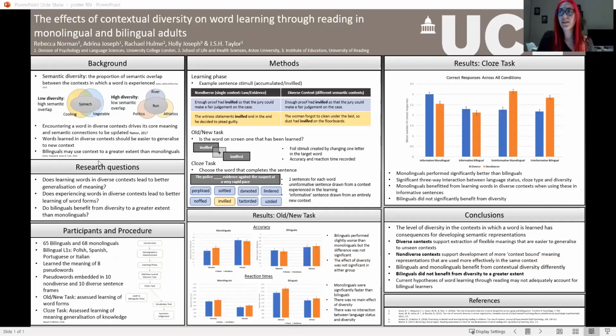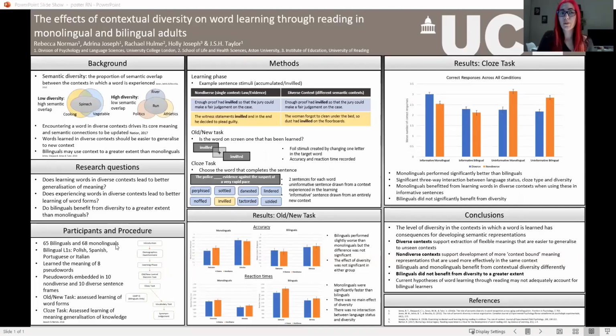These experiments investigated whether learning words in diverse contexts promotes better learning of word forms and generalization of meanings relative to non-diverse contexts. It has also been suggested that bilinguals use context to a greater extent than monolinguals, and thus we investigated whether bilinguals benefit from diversity to a greater extent.